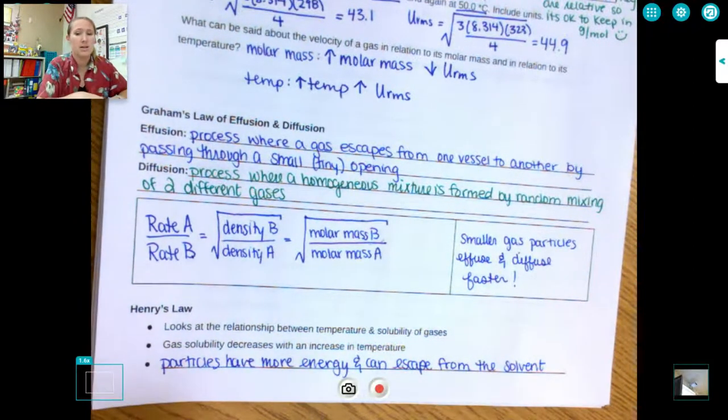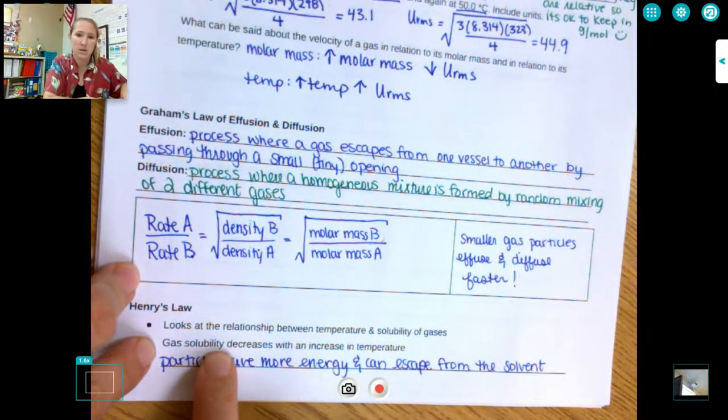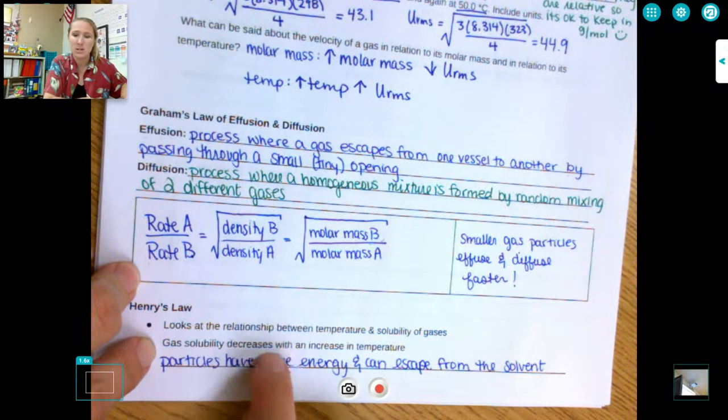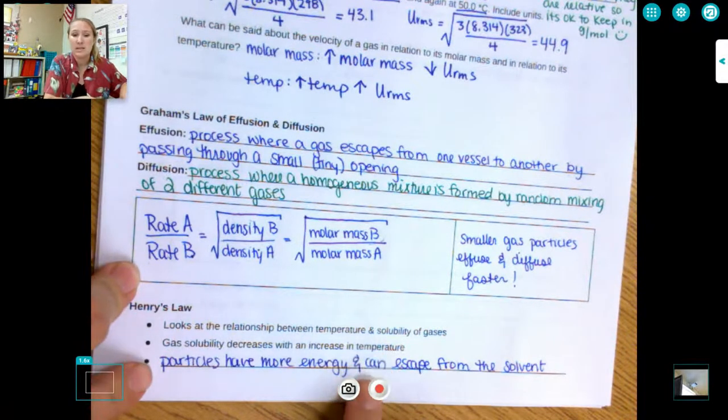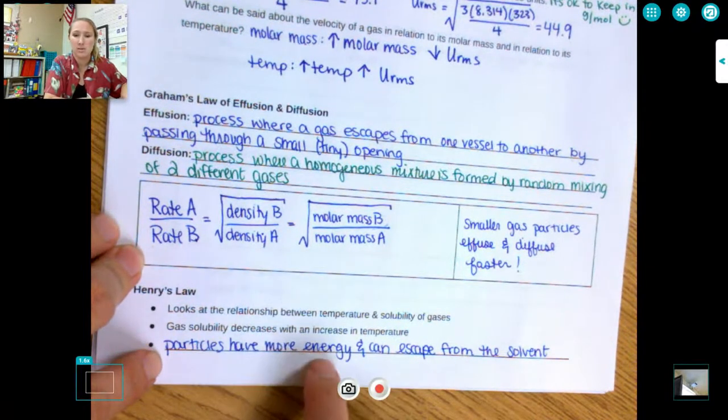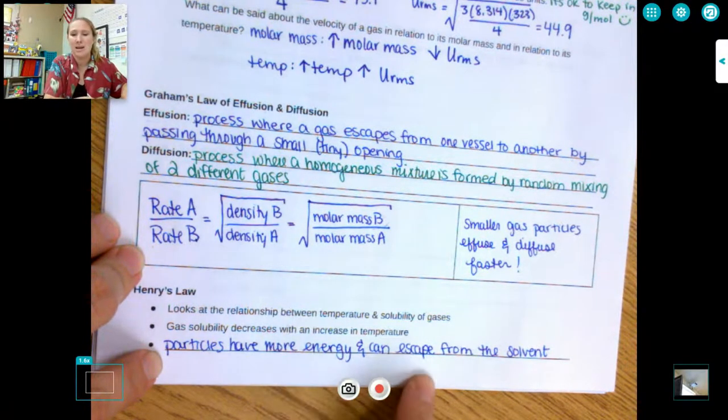Finally, we have Henry's law. Henry's law looks at the relationship between temperature and solubility of gases. So we can think about soda and its carbonation. And we know that as we increase the temperature of our soda, it stays less carbonated because my gas molecules jump out of the solution. They don't like to stay dissolved. And we can say that gas solubility, or the solubility of gas in other things, decreases with an increase in temperature. And this makes sense because as the temperature increases, particles have more energy, because remember it's proportional to kinetic energy, and therefore they can escape from the solvent.